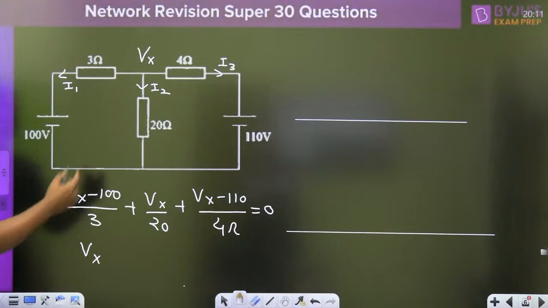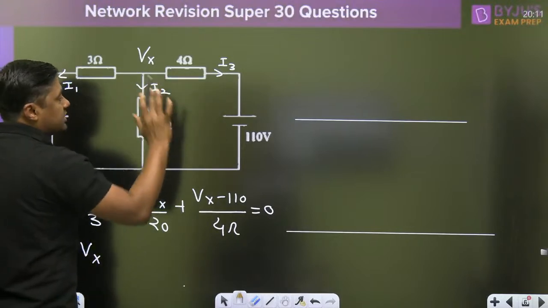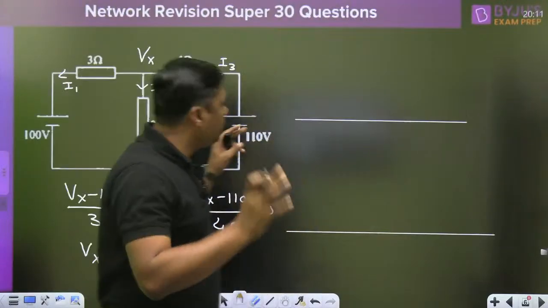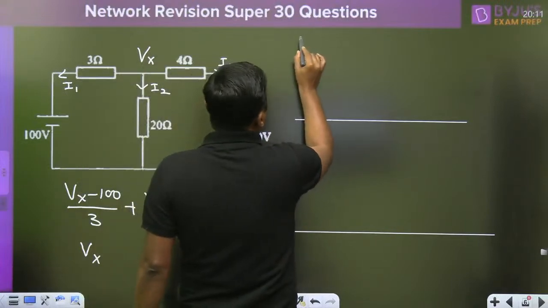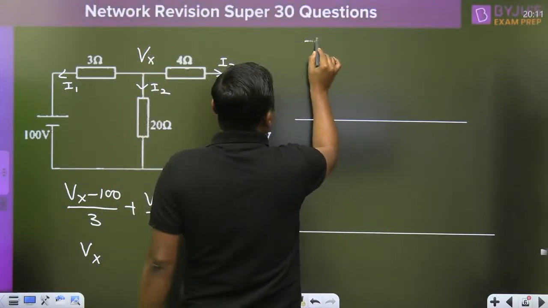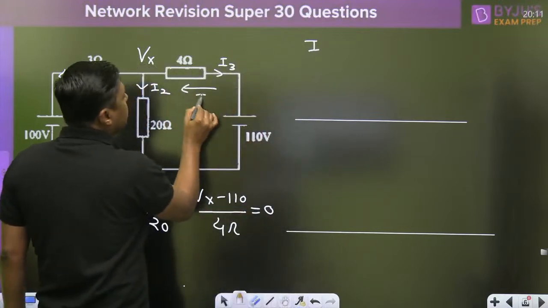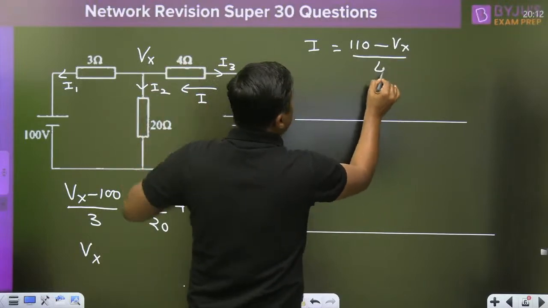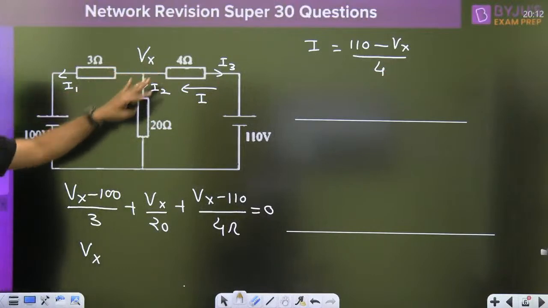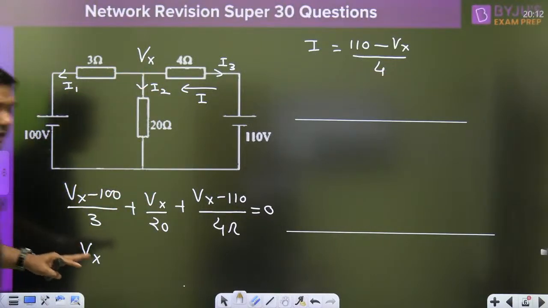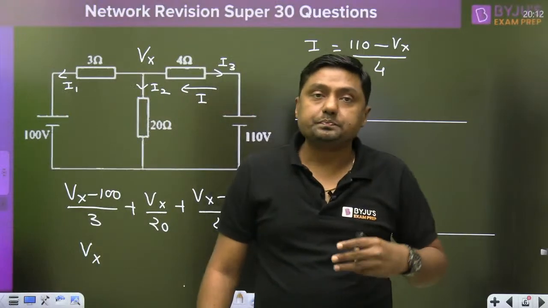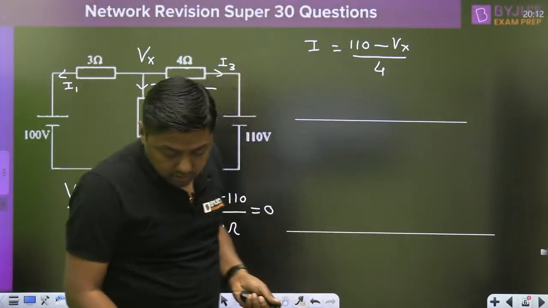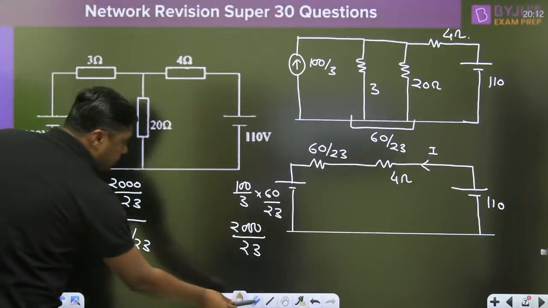Once you get the value of Vx, what will be the current through the 4 ohm resistor? Only the magnitude is required. Yes, we will discuss each and everything. If that is the current in this direction, I will become 110 minus Vx divided by 4 ohm. That is called nodal analysis. It's up to you. You can use nodal analysis or you can use mesh analysis also. तो देखिए जरा, mesh analysis में third option ये है.